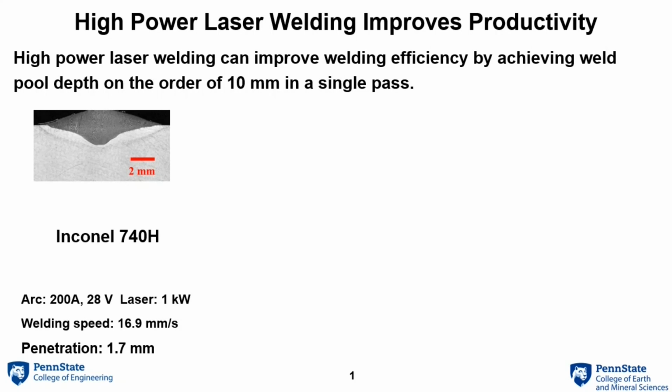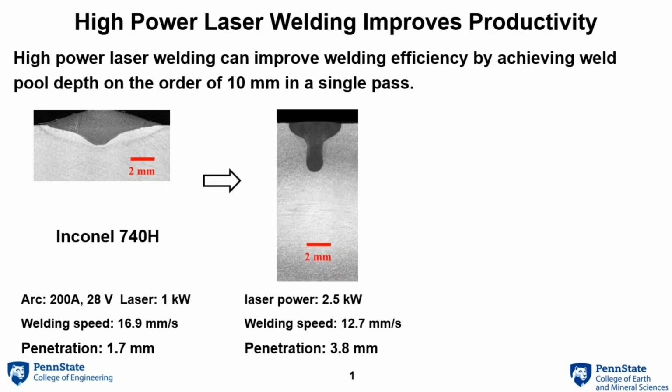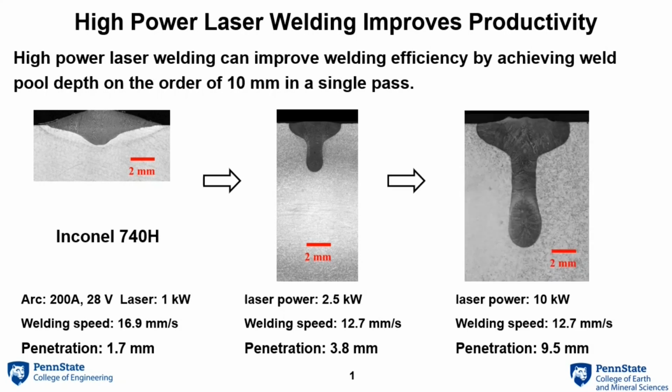You can see from this image, if we use arc welding or even arc laser hybrid mode welding, we can typically achieve a penetration of around 2 millimeters. As we start using laser welding with relatively low laser powers, we can increase the penetration to around 4 millimeters. As we start using high power laser welding, and by high power, I mean laser power on the order of 10 kilowatts, we can increase the penetration to nearly 10 millimeters in a single pass, which can definitely help us improve welding productivity.